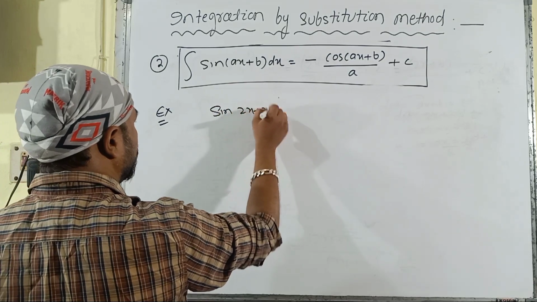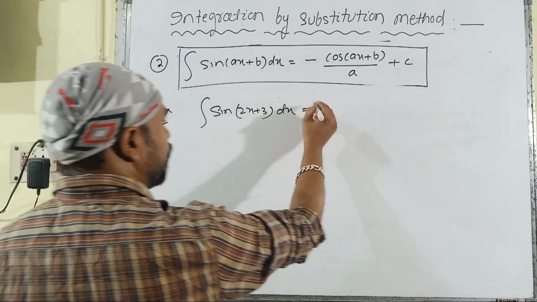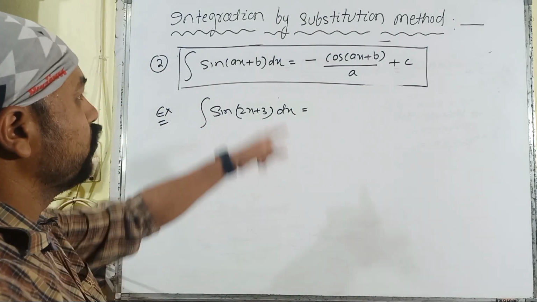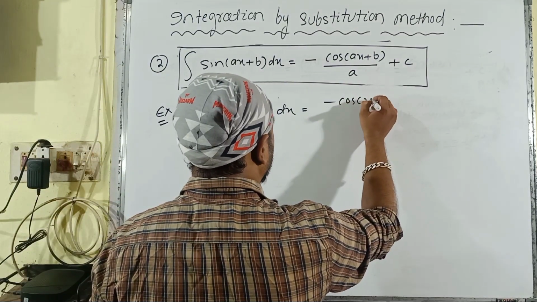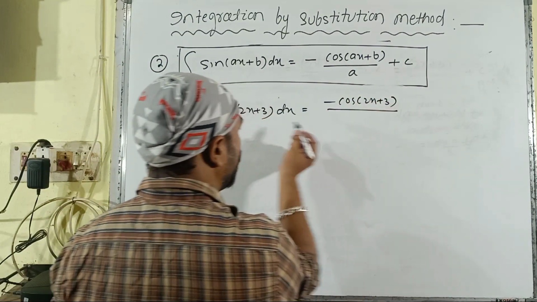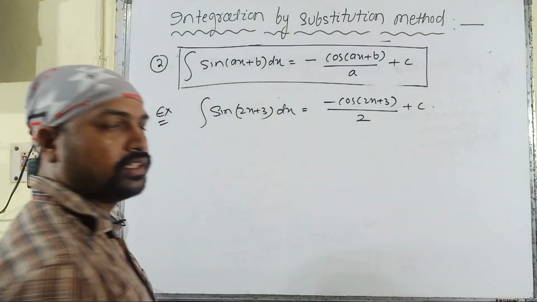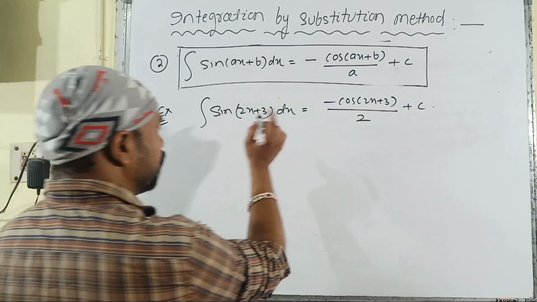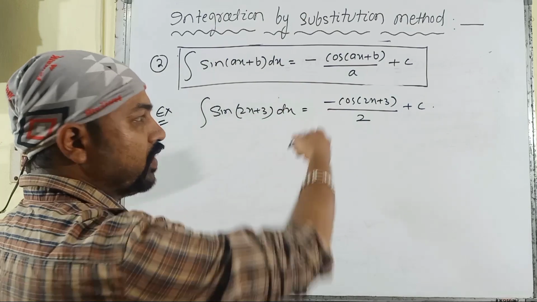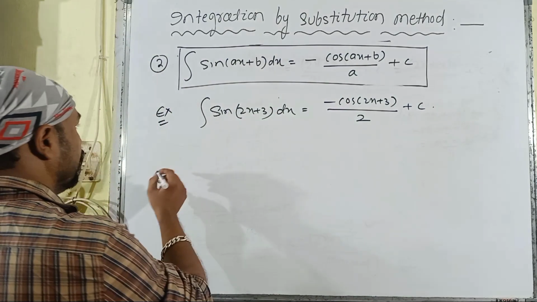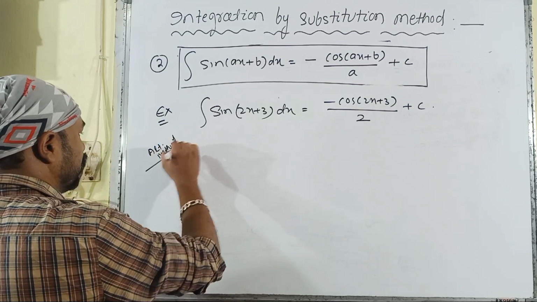Integral of sin(2x + 3) with respect to x, and you can easily write down the answer by using the formula directly. So it will be minus cos(2x + 3) divided by the coefficient of x, which is 2, plus any constant c. But you must see that this function must be a linear function, then you can use this formula directly.